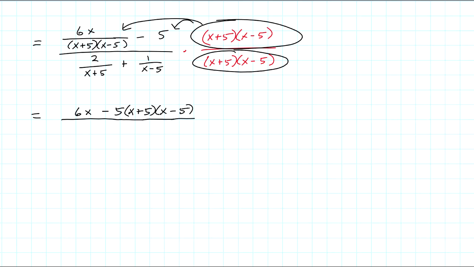Then on the bottom, we want to distribute the x plus 5 times x minus 5 first to the 2 over x plus 5. Here the 2 will come down, the x plus 5s will cancel, but we'll be left with the x minus 5. Then we have plus, and this is now going to go to the second term. The whole thing goes to the second term. The 1 from the top will come down, the x minus 5s will cancel, but the x plus 5 will be left over.